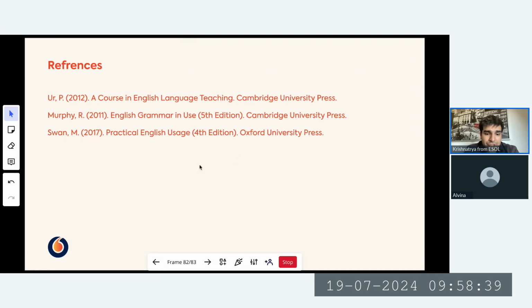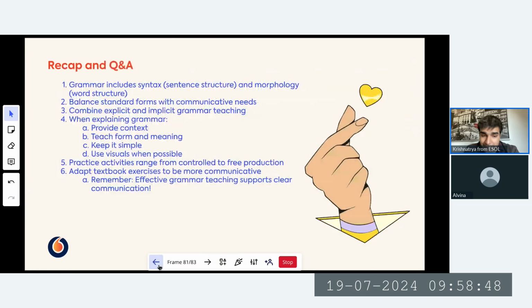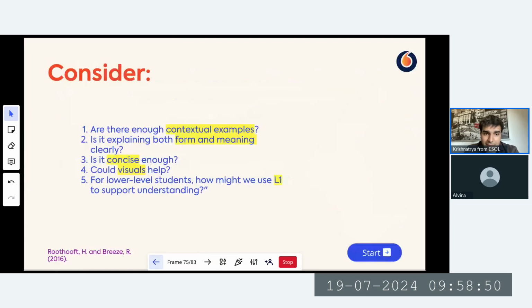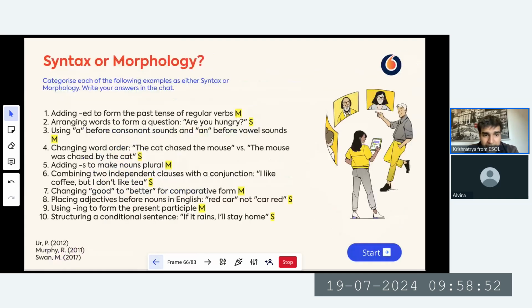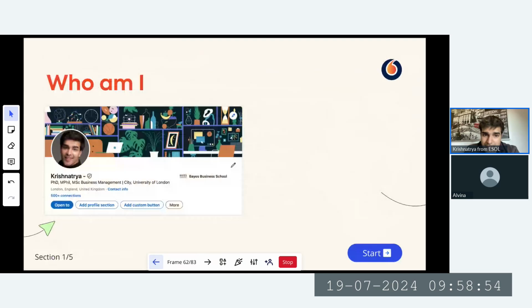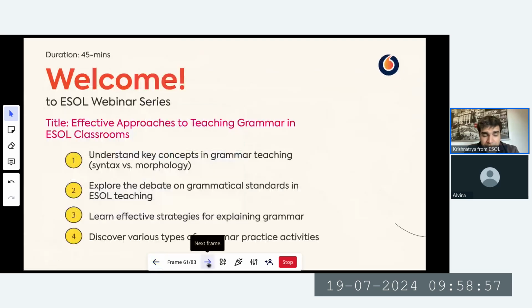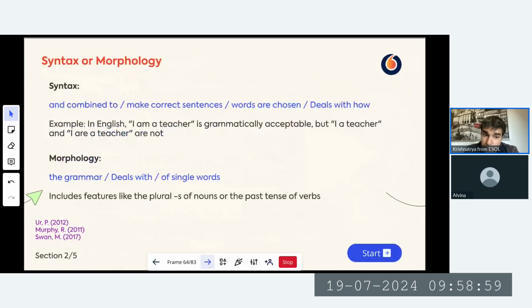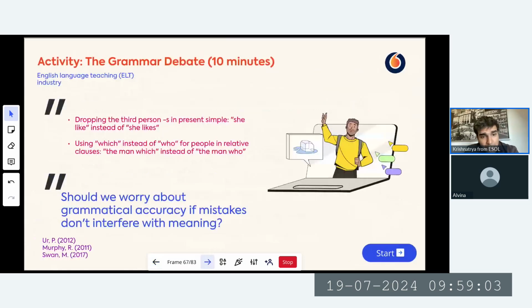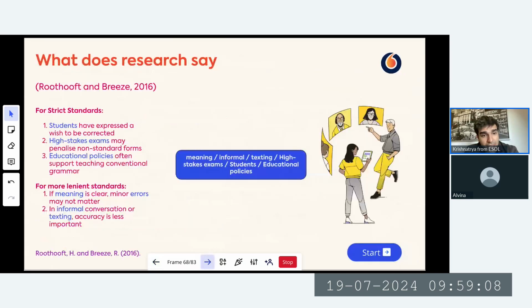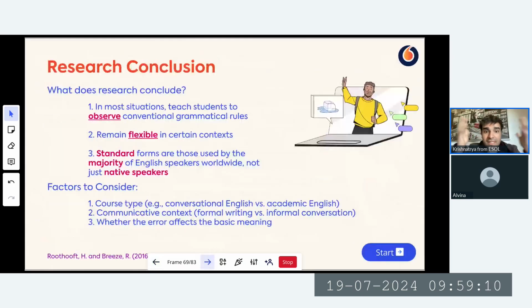What did we learn today? Just to quickly recap, please have a look. Starting from the beginning, we understood welcome. Who am I? Defining grammar. What is the difference between syntax and morphology? You played a wonderful game. You gave wonderful answers. Then we looked at the grammatical debate, what the research says, and the conclusion. Then we looked at what is explicit and implicit teaching. We looked at some activities. What are the pros and cons of explicit and implicit teaching? Then we looked at, finally, what is the conclusion?